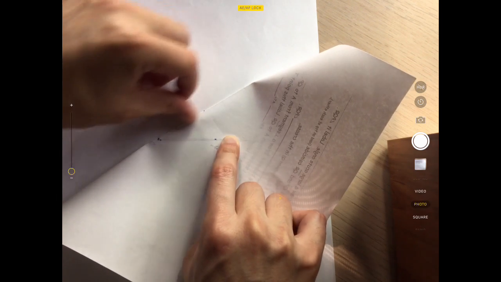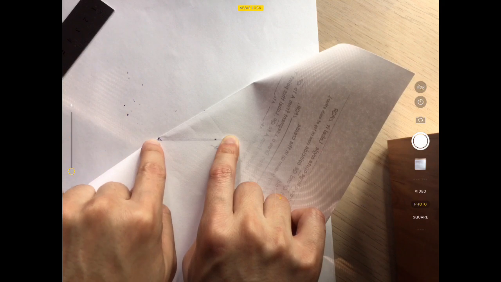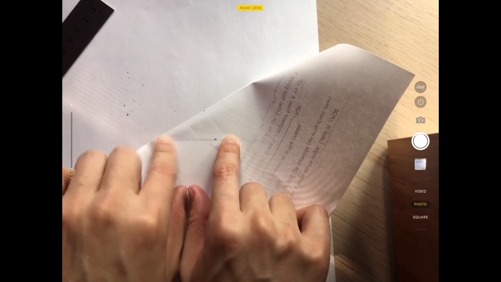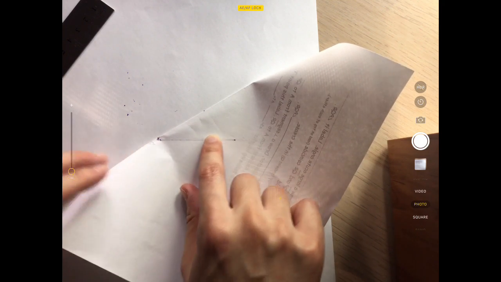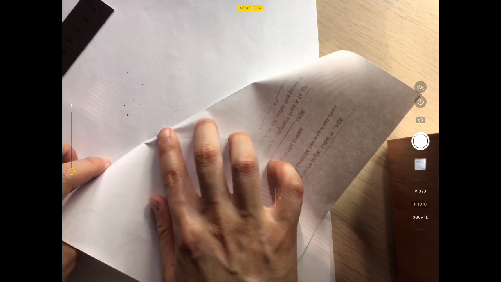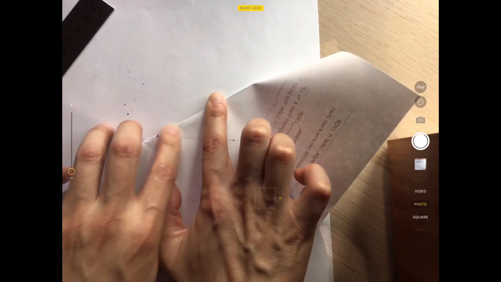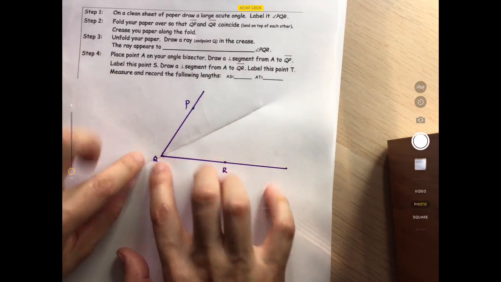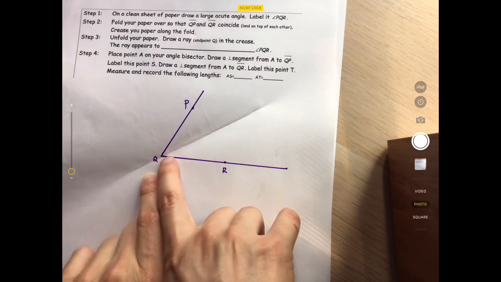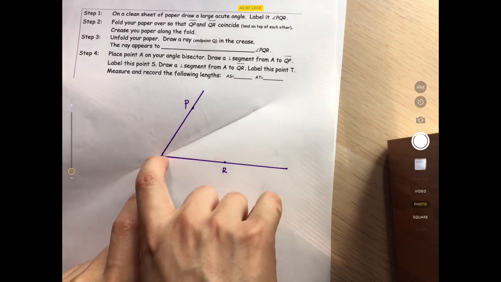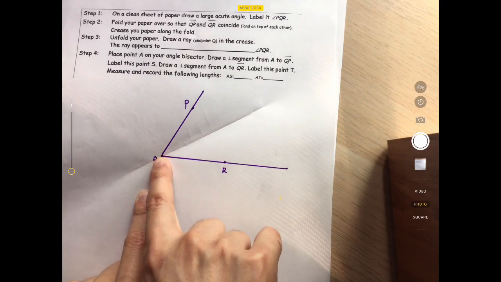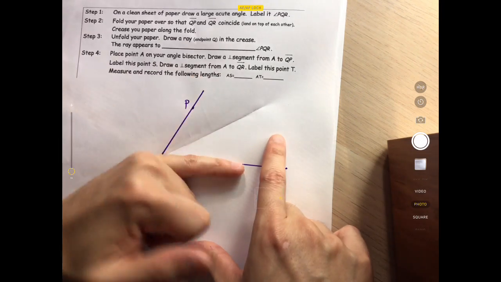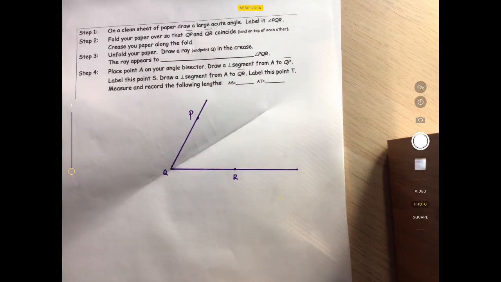So again, things to remember: you want to crease right at the vertex of the angle, and you're going to rotate it and pivot so that it hopefully creases down along the line. Okay. So mine was just slightly off, but you can see that I was trying to go through this vertex, and I was trying to line up my sides together. Okay. We're going to unfold the paper and draw this ray.